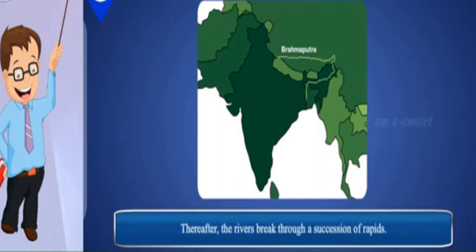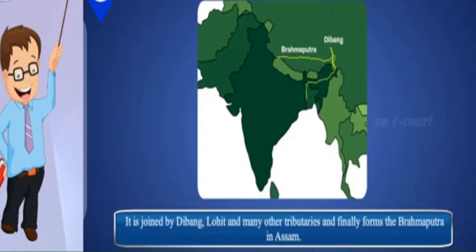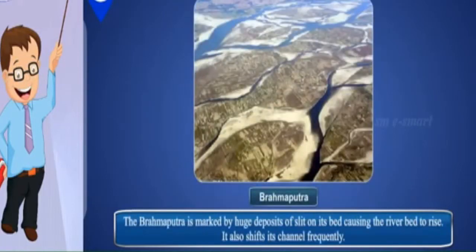Thereafter, the river breaks through a succession of rapids. It enters India in a great loop southwest through Arunachal Pradesh, first as the Siang and then as the Dihang. It is joined by the Dibang, Lohit and many other tributaries and finally forms the Brahmaputra in Assam. The Brahmaputra is marked by huge deposits of silt on its bed, causing the river bed to rise. It also shifts its channel frequently.